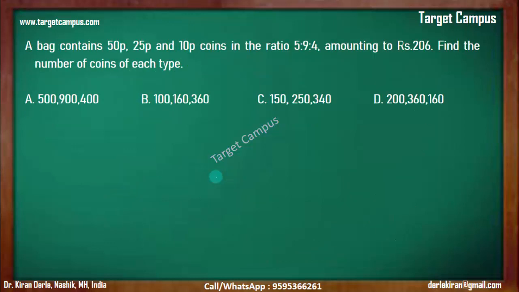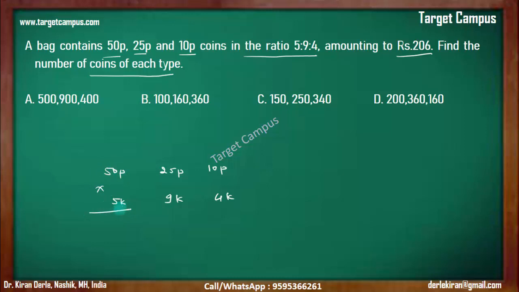Let's move ahead. A bag contains 50 paise, 25 paise and 10 paise coins in the ratio 5:9:4, amounting to rupees 206. Find the number of coins of each type, right? So we have just solved this question. Let's do this quickly. We have coins 50 paise, 25 paise and 10 paise, right? The ratio of coins is 5, 9 and 4. So let's say there are 5k number of coins, 9k number of coins and 4k number of coins.